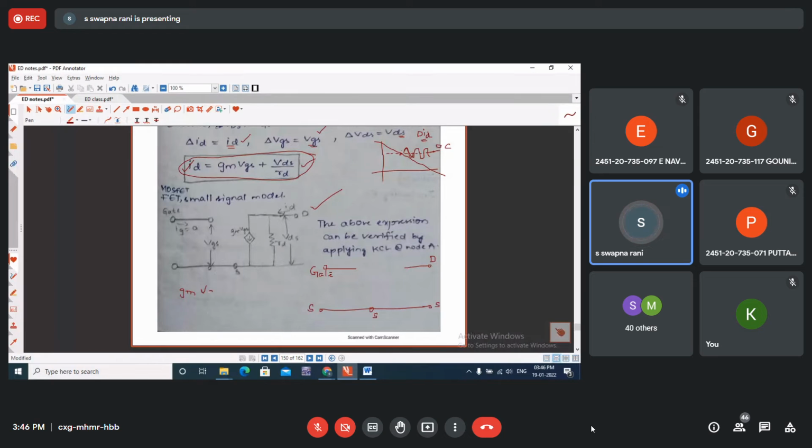So GM VGS. Here, GM means I by V, and VGS is again a voltage. So GM into VGS is a current. Therefore, I represent the GM VGS term with a current source. This is GM into VGS.